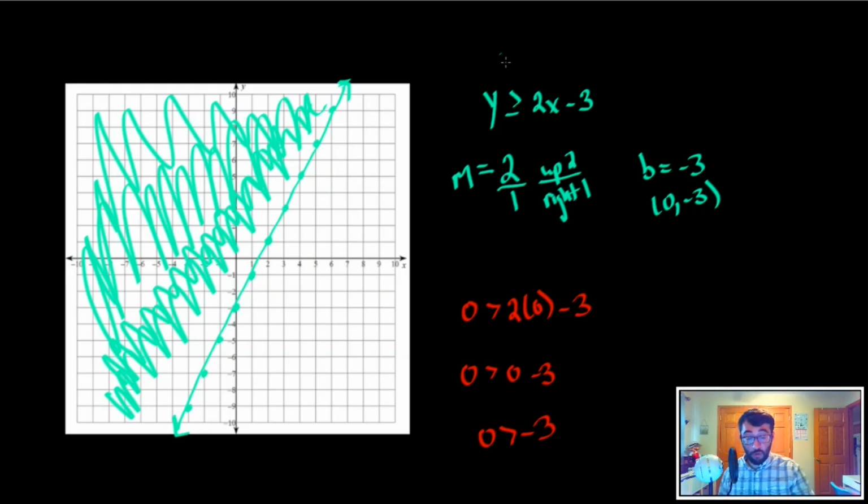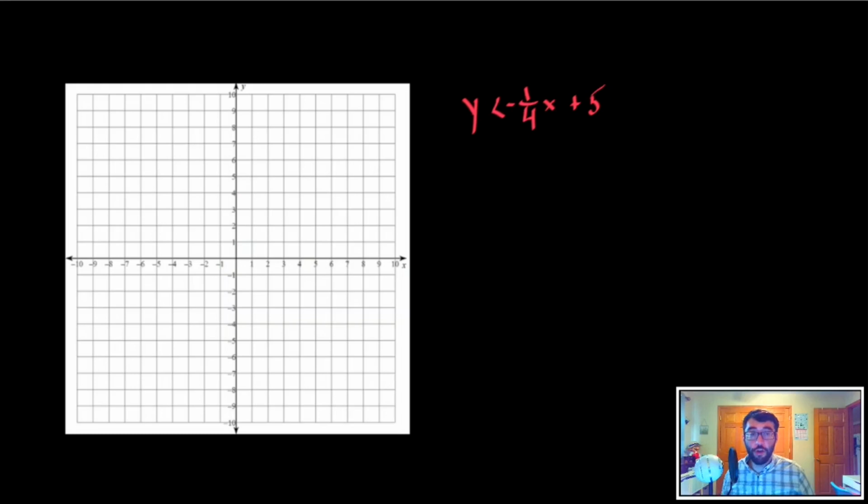So this is greater than or equal to. Since it's greater than, we shade above the line, not below the line, okay? Let's take a look at a problem where you actually end up having to shade below the line, which is going to be a less than problem. Okay, so we have a new example here. We have y is less than negative 1/4 x plus 5.